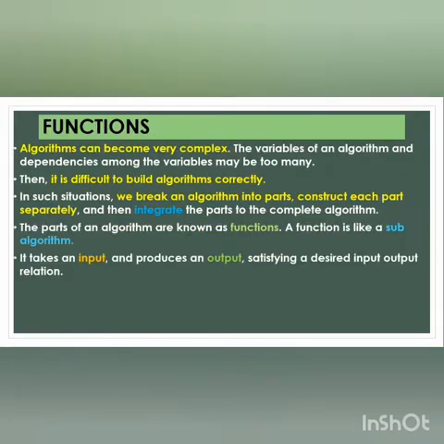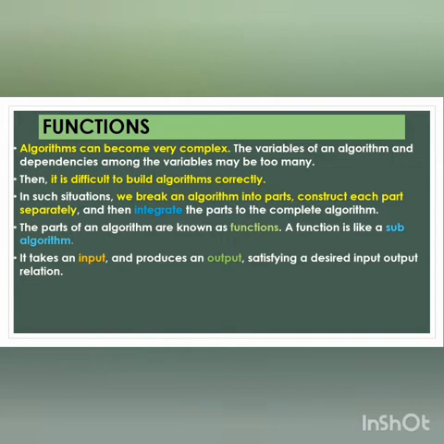And the last one is functions. Algorithms can become very complex. The variables of an algorithm and dependencies among the variables may be too many. For example, if we are constructing an algorithm for a small program, it is very easy. In the same way, if we are constructing an algorithm for a huge program, it is a little bit tough. Why? Because we will use many variables in the program. Then it is difficult to build algorithms correctly.